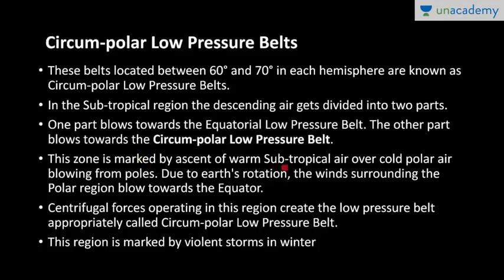This zone is marked by ascent of warm subtropical air over cold polar air blowing from poles. Due to Earth's rotation, the wind surrounding the polar region blows towards the equator, right? And centrifugal force operating in this region creates the low pressure belt. Okay, and this region is also marked by violent storms in winter.